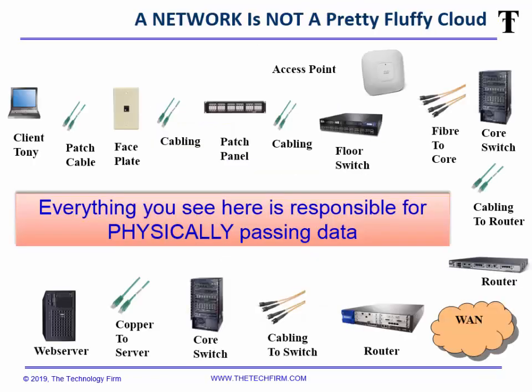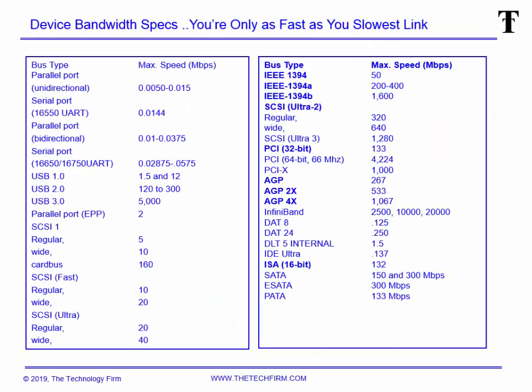So a network is not a pretty fluffy cloud. As you can see here, everything on this screen and a bunch of other stuff I couldn't fit on there is responsible physically for passing the data from one point to another. So every single connection point, cable, patch panel, switch, everything is responsible for that. So you need to understand how to troubleshoot, baseline, document, and test all those various components. You're only as fast as your slowest link.